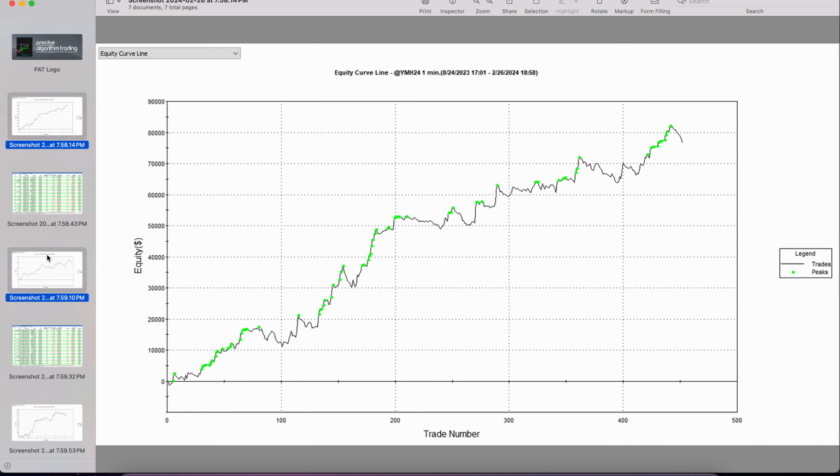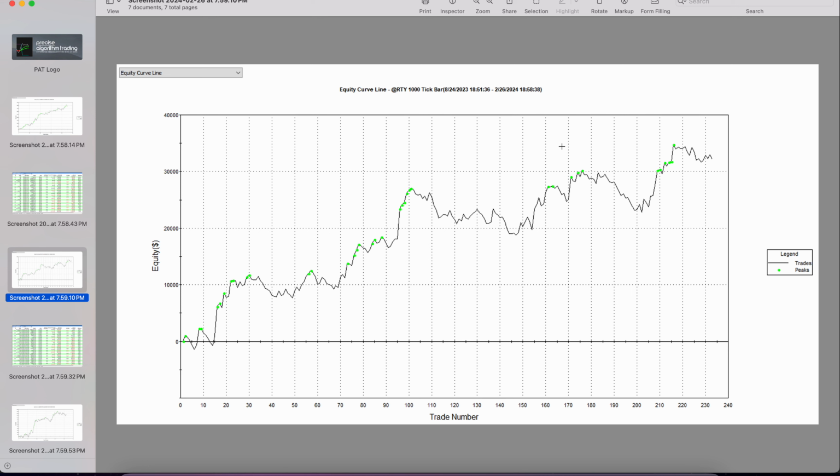But then this is our Russell 2000, and this is where it gets weird, because this is only showing data from 8/24 of 23 until 2/26 of 24, and in our previous videos there's I think 15 months worth of data on here. I rebuilt my TradeStation platform over the weekend. It's been having some issues, so we reinstalled it, had to back everything up, and now it's downloading historic data.